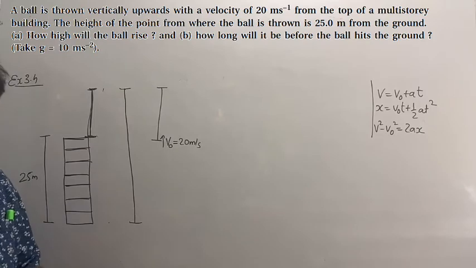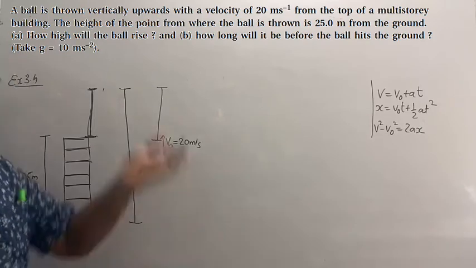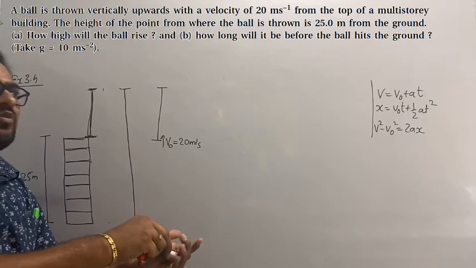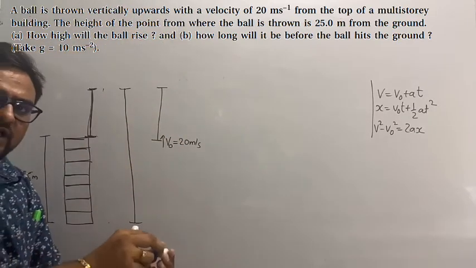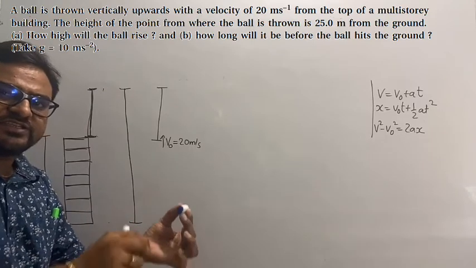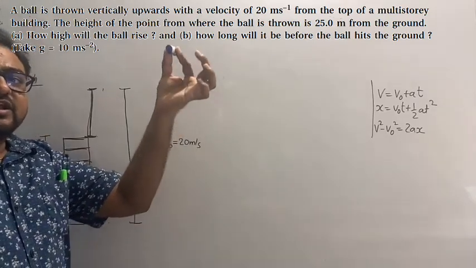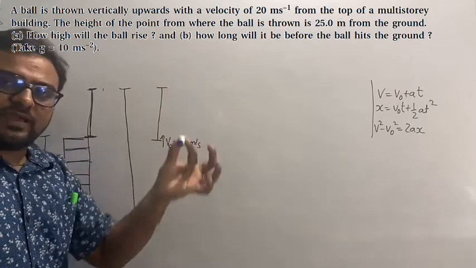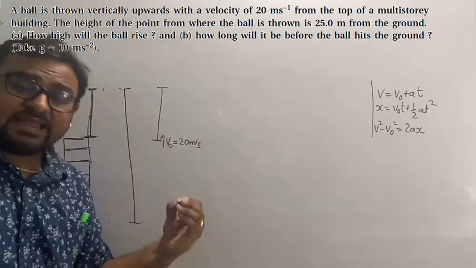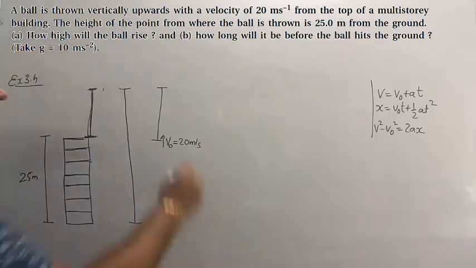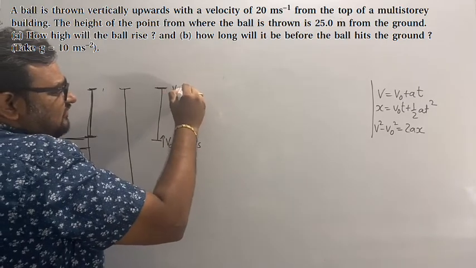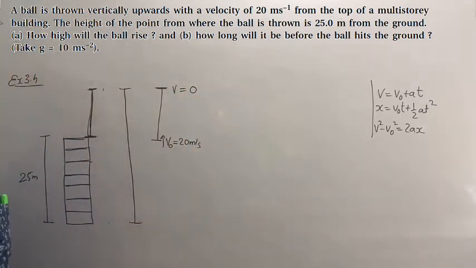Now see, when you are throwing anything upwards, what happens? When I'm throwing it upwards, velocity is decreasing, decreasing, decreasing, zero, and then it is coming back. To come back, its velocity will be zero at one position, and that will be the maximum. So at this position, the final velocity is zero.